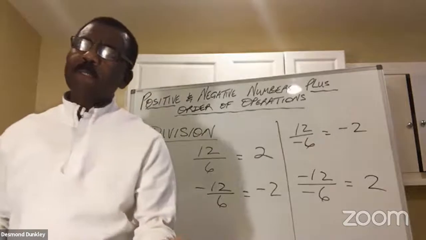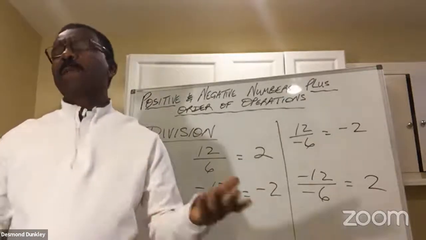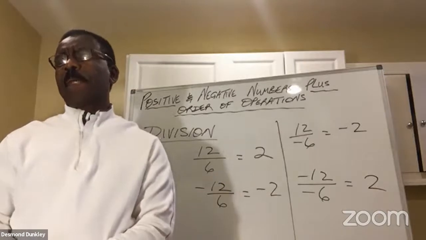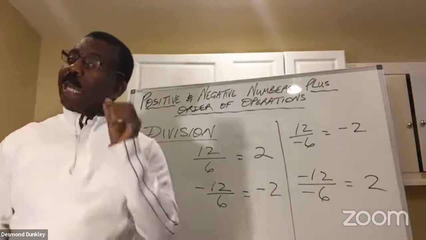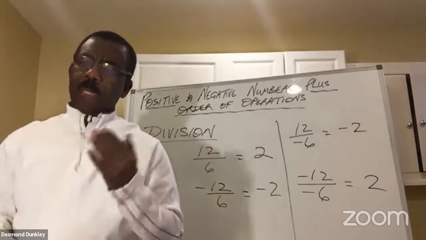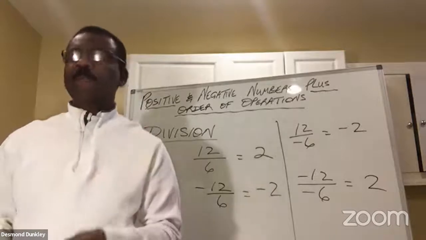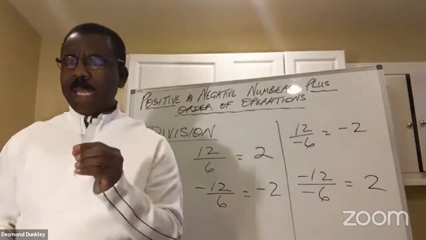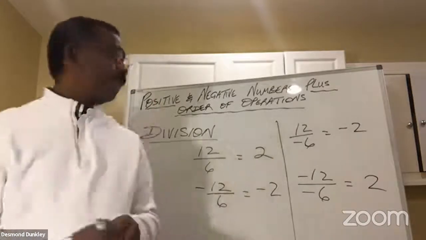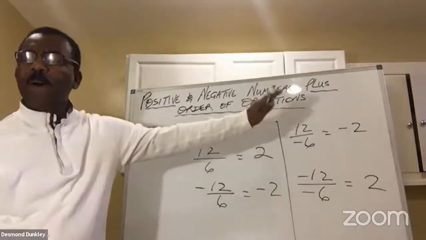When multiplying numbers or expressions, if the signs are different, the result is negative. When multiplying expressions and the signs are the same, the result is positive. When dividing, if the signs are different, the result is negative. If the signs are the same, the result is positive. So now that takes us into order of operations.